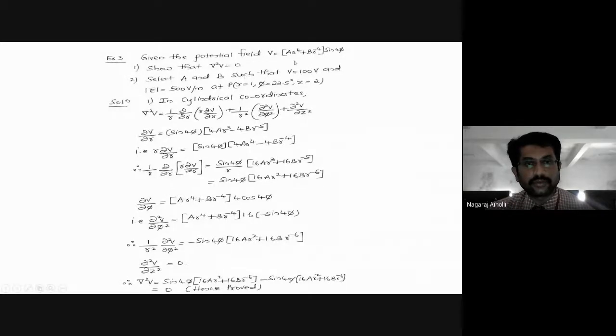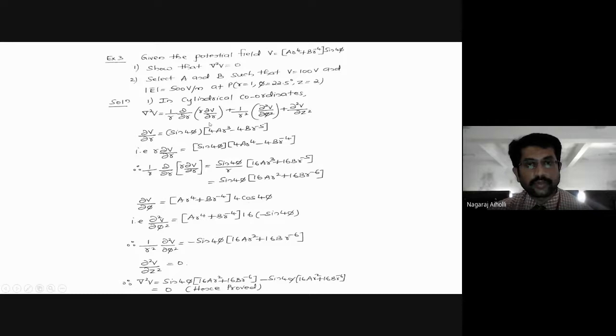Just try it out. So here they are asking del square V equal to 0. This equation is in terms of r, phi and z. Here they have already given the coordinates, that we have to see first. It is in terms of the cylindrical coordinate system. Therefore, the equation for del square V in cylindrical coordinate system is 1 upon r dou by dou r of r dou V by dou r plus 1 upon r square dou square V by dou phi square plus dou square V by dou z square.